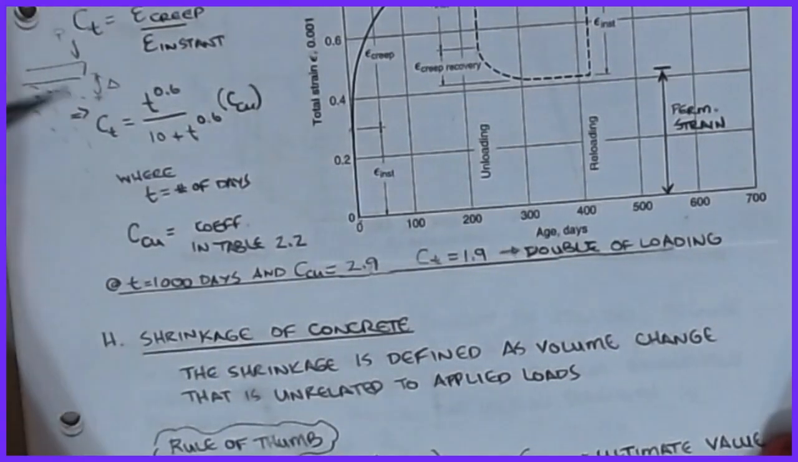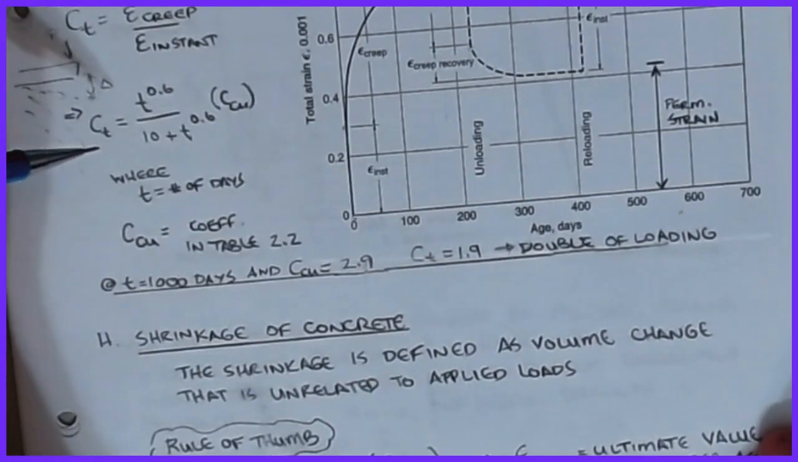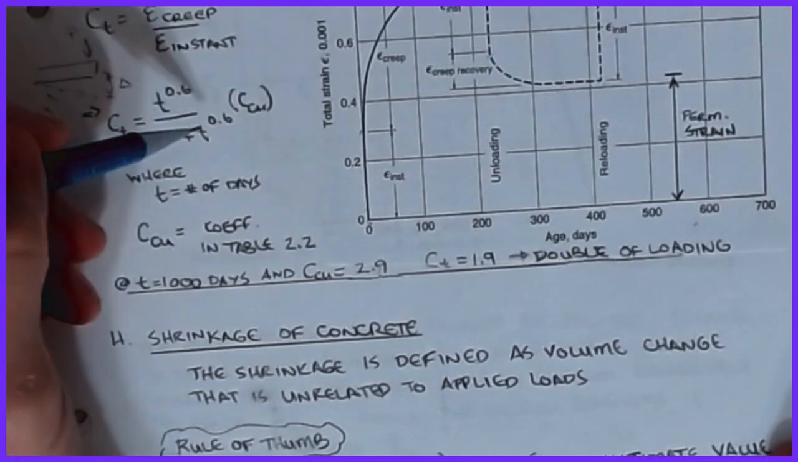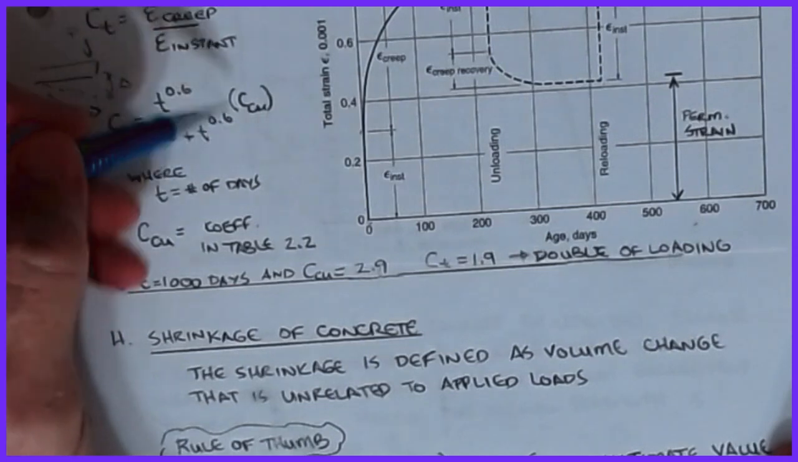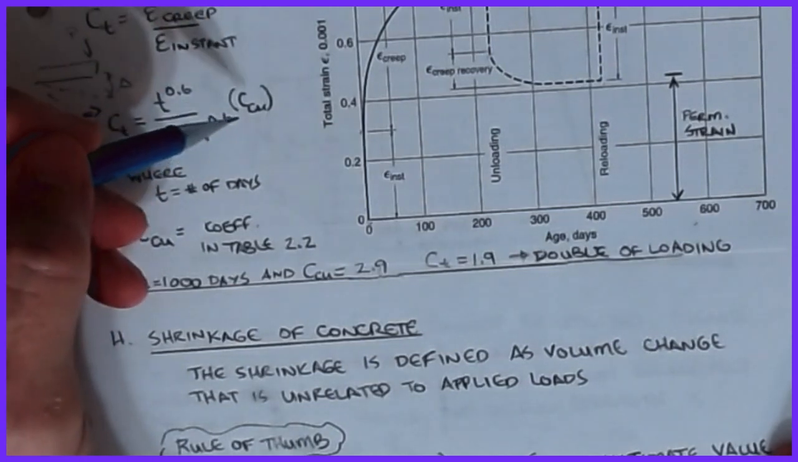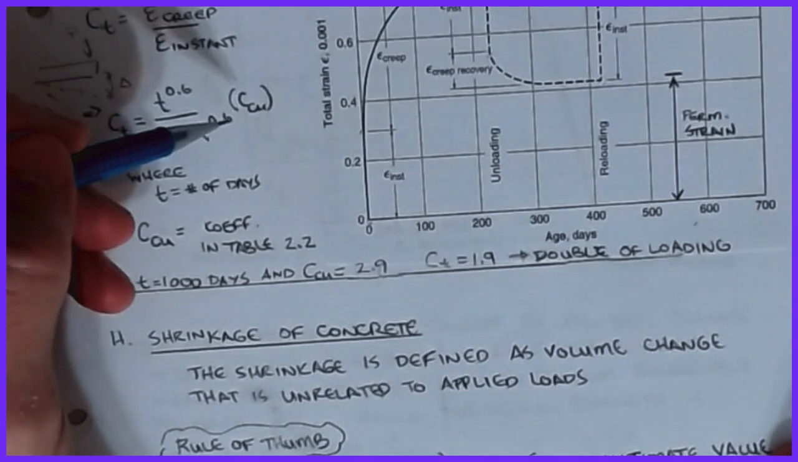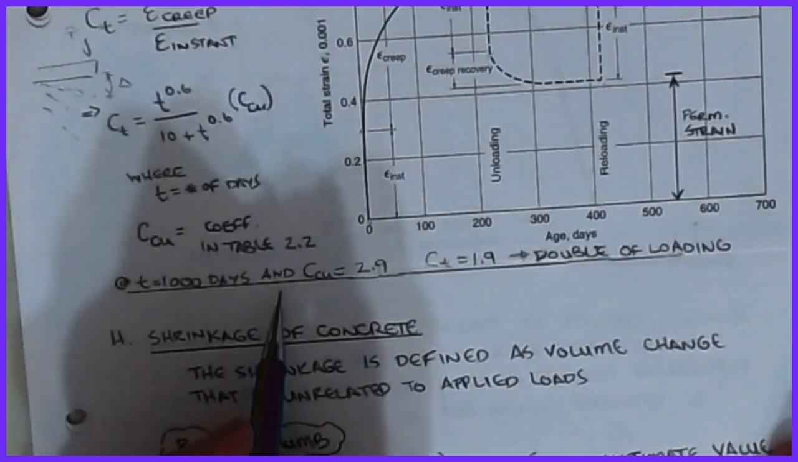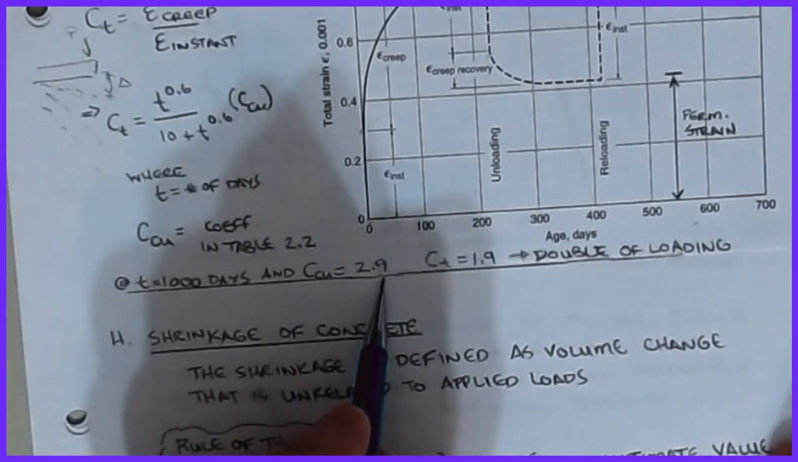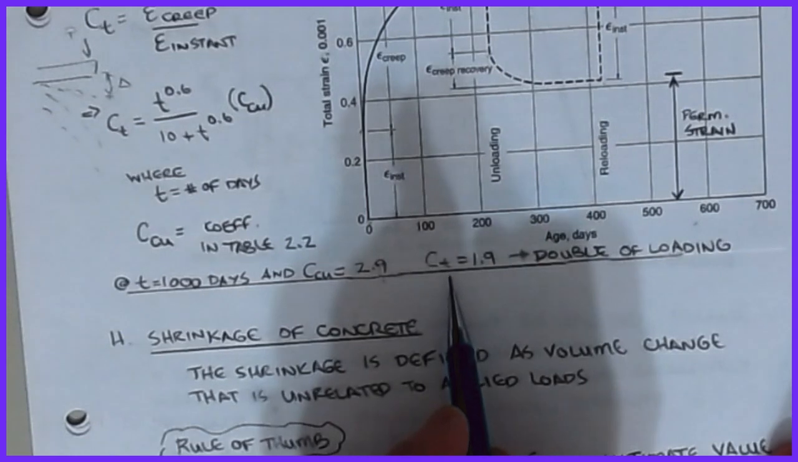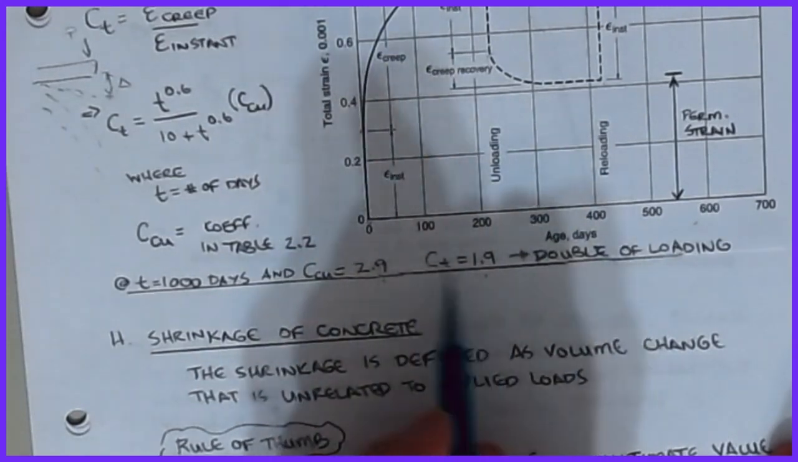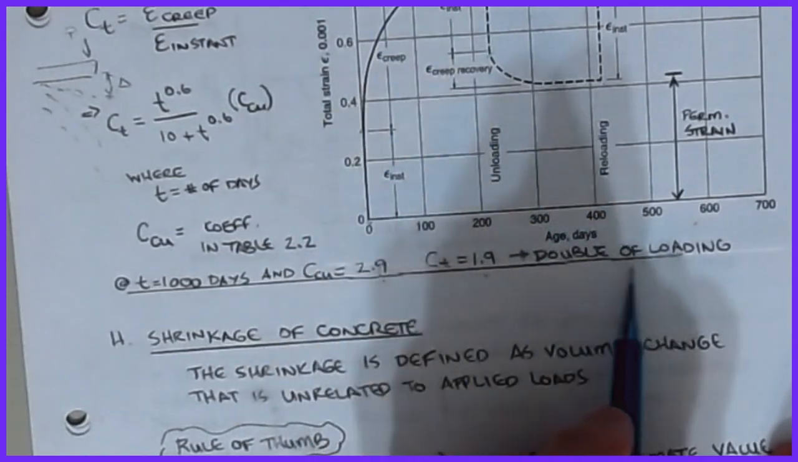So what we want is a way to estimate this coefficient. The equation that we use is t to the 0.6 power divided by 10 plus t to the 0.6 power, multiplied by that C sub cu factor. This was that factor in that last table that I showed you. It basically boils down to that at a time of 1,000 days, and a C sub cu factor of 2.9, the time-dependent deformation associated with creep has a factor of 1.9, meaning that it's nearly double what we were getting on the instantaneous. So it's double the amount of the initial loading.